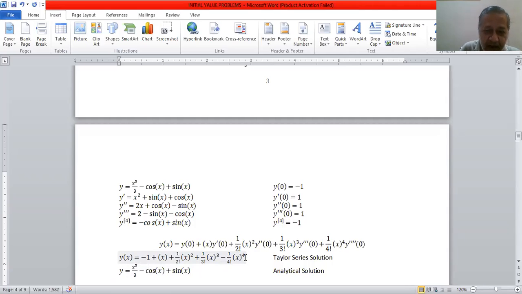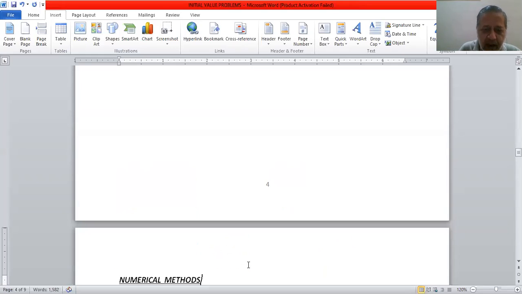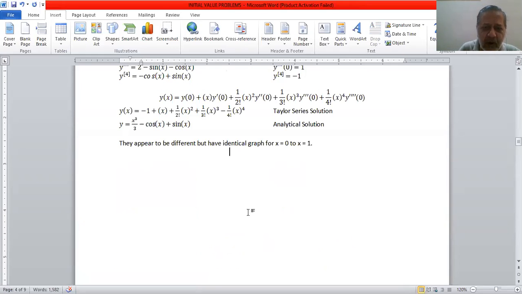I want to tell you that if I plot the graph of these two functions, one which is the solution of the given initial value problem obtained using the Taylor series method, and the other which is the exact or analytical solution, for example from 0 to 1, you will find that the two graphs are almost identical. I think I showed you this graph last time on an Excel sheet, and if you want, I can show it again now.